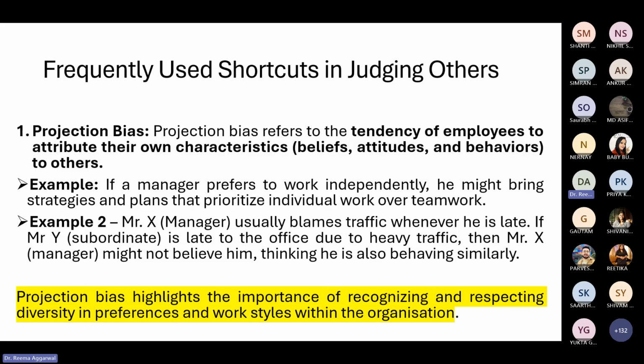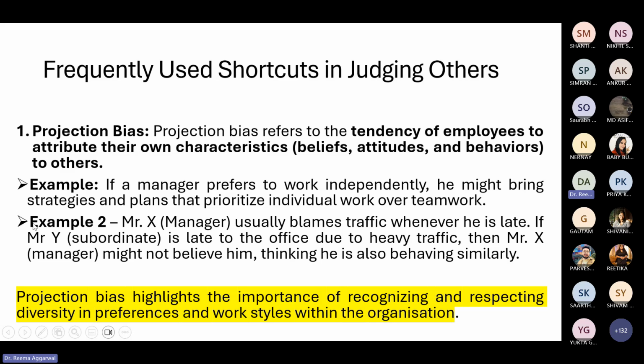So I won't buy this thing that anyone who is genuinely late because of traffic, I will always find it as a lame excuse. क्योंकि ये मेरी टेंडेंसी है कि जो मैं करती हूँ, मुझे लगता है सब वही करते हैं, which may be true, which may not be true. So if a manager prefers to work independently, he will come up with projects and assignments in such a manner that everyone has to work individually. Vice versa, if he prefers to work in a team, then he will come up with assignments and projects in such a form that is through team only.